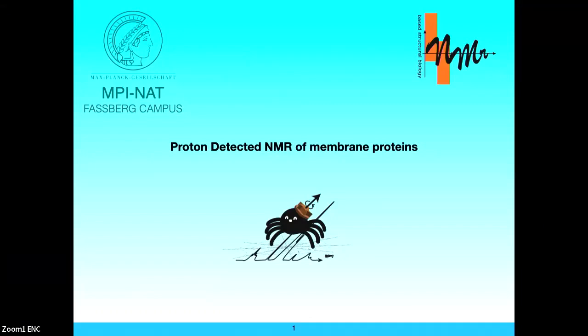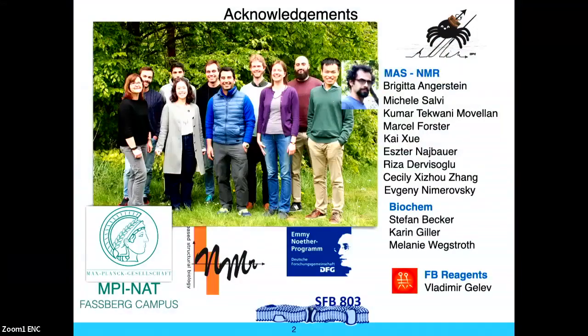So I left the title pretty general because I hadn't fully decided what I wanted to talk about. But in the end, I decided to go for mostly description of two new pulse sequences that we've developed applied to structure determination for magic angle spinning NMR. And I'll start with the acknowledgement slide.